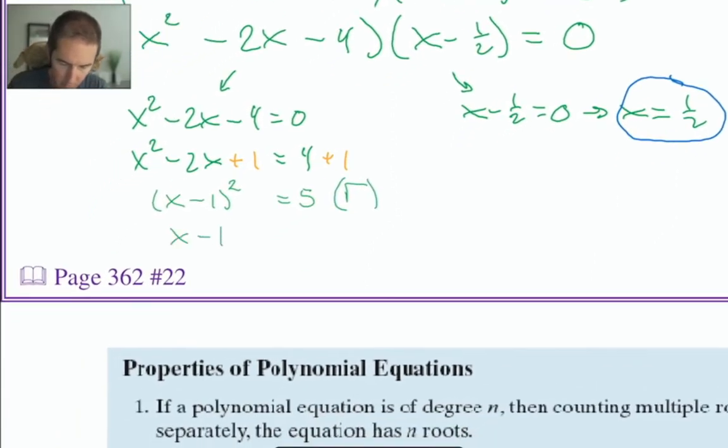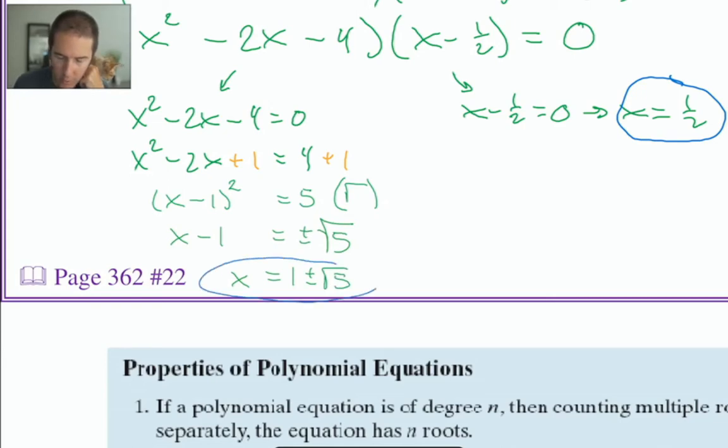Now we have x minus 1 equals plus or minus the square root of 5. And then if we add 1 to both sides, we find that x is equal to 1 plus or minus the square root of 5. These are our other two roots, or our other two zeros.